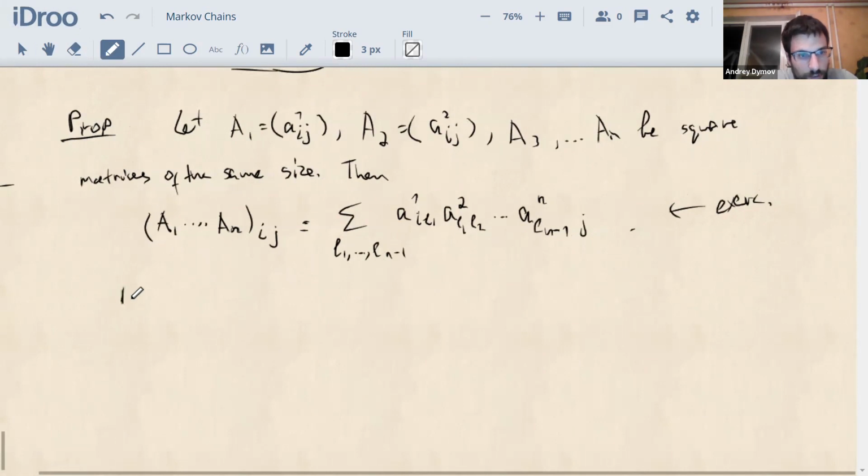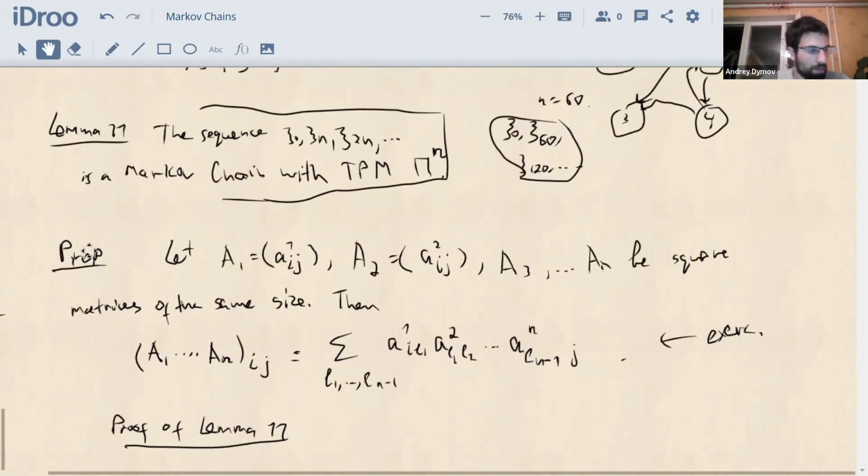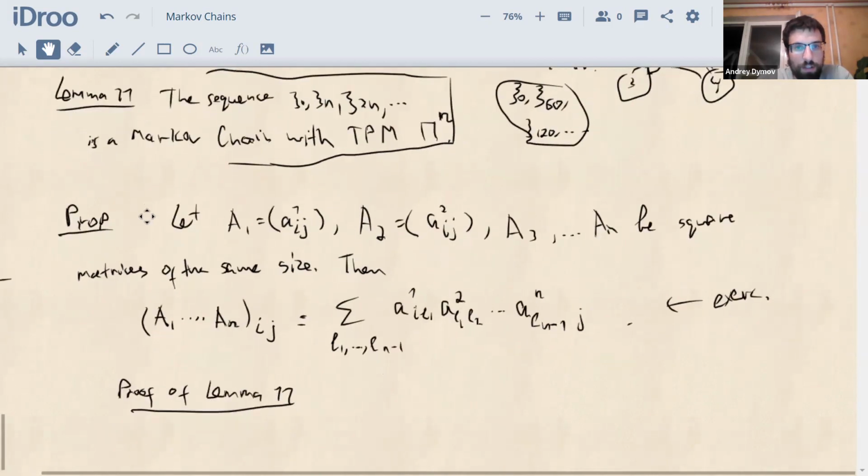Instead, let me prove my Lemma 11. Proof of Lemma 11. So how do you suggest to prove it actually? We need to check that the sequence is a Markov chain. It means that we should check one of the two possible definitions. Which definition would you check actually?